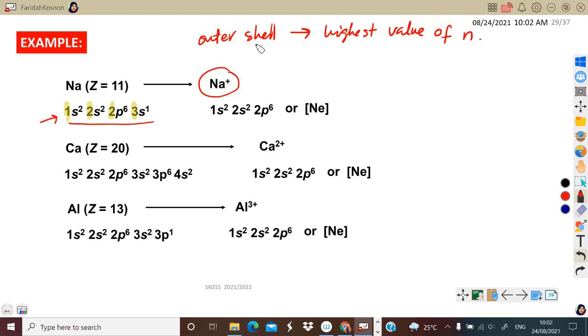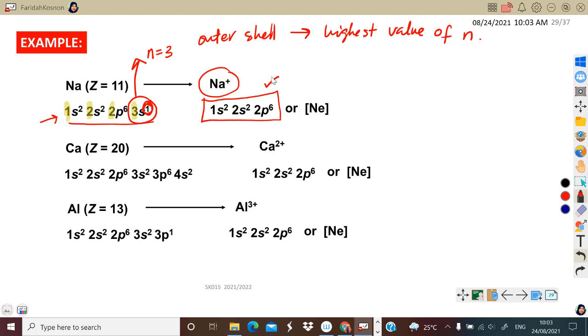Electron must be removed from the outer shell. Jadi, kalau kita tengok outer shell yang ini, n sama dengan 3. So, dalam sodium, n sama dengan 3 ni, outer shell tu hanya ada 3s orbital sahaja. Jadi, one electron is removed from 3s orbital. And the electronic configuration become 1s2, 2s2, 2p6. Kita dah tak tulis lagi 3s. 3s itu sudah jadi empty orbital, orbital yang kosong, tak ada elektron. So, bila tak ada elektron, kita tak perlu tulis. Jadi, this is the electronic configuration of sodium ion.